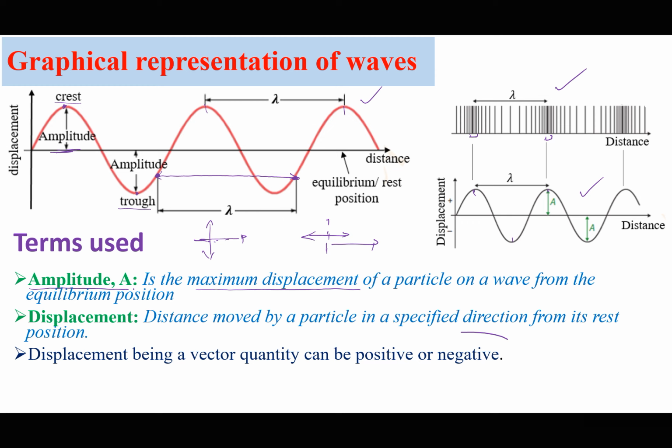moved by a particle in a specified direction, as we saw in a unit called kinematics. Remembering that displacement is a vector quantity, so it should have both the negative and positive parts of this cycle, or of this representation.